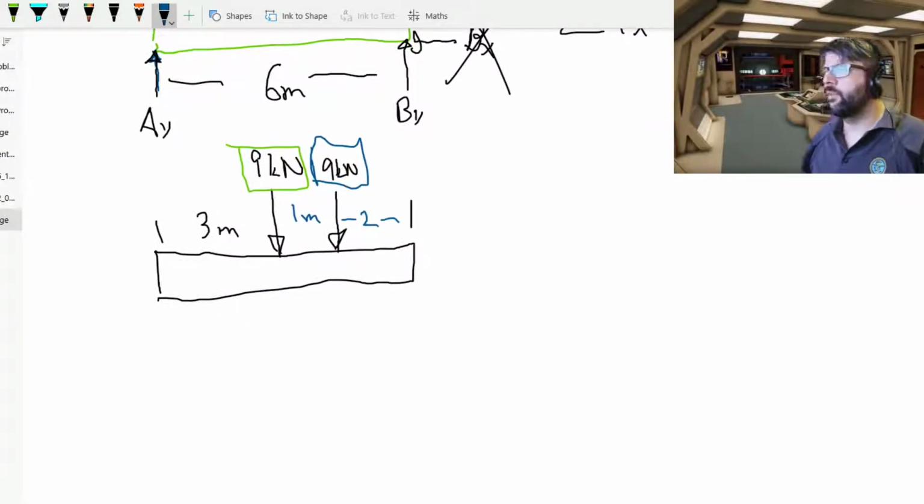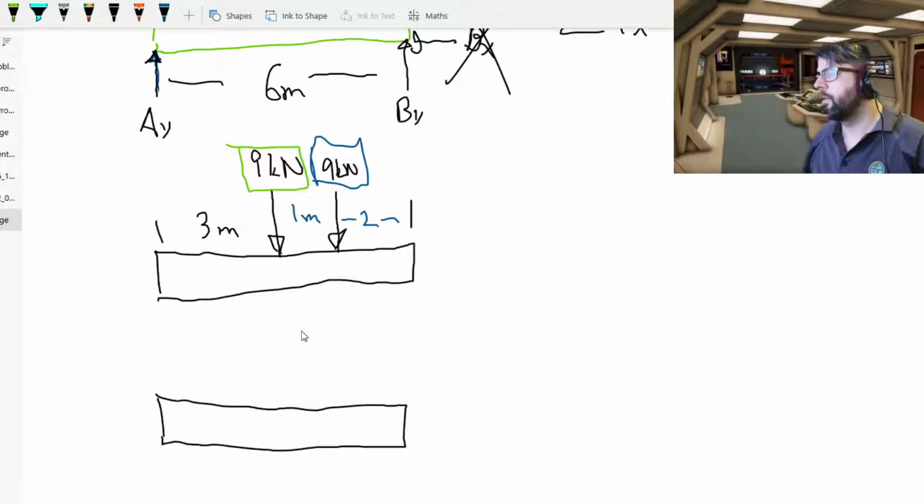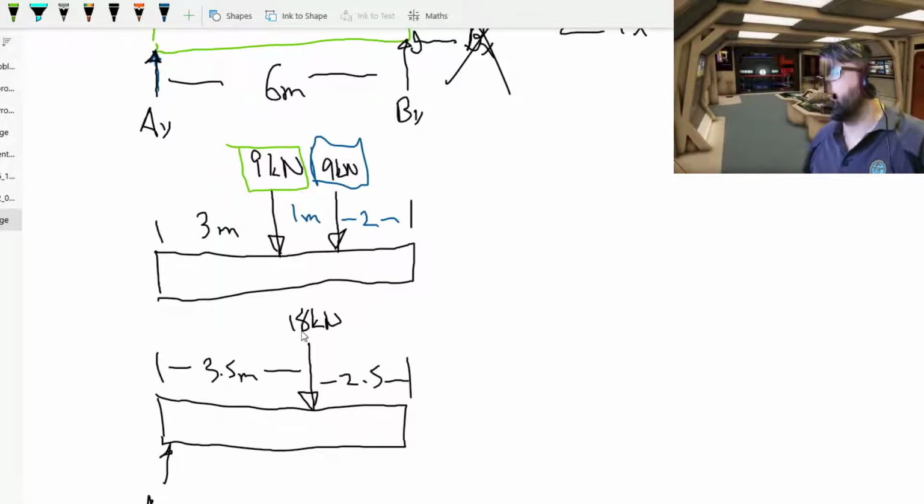If we want to simplify things a bit further, we've got 2 forces that are equal and acting in the same direction. So we can take those and replace them with a single force acting directly in between the two. So I'm going to go ahead and do that. 18 kilonewtons, that is 2.5 meters from this end, and it is 3.5 meters from that end. So we've got our AY, and we have our BY.